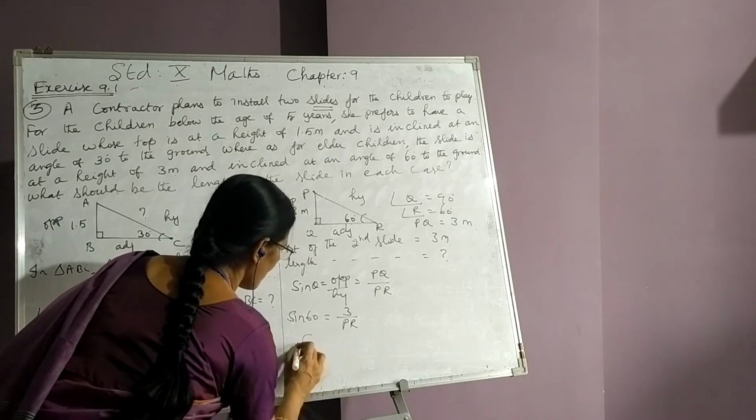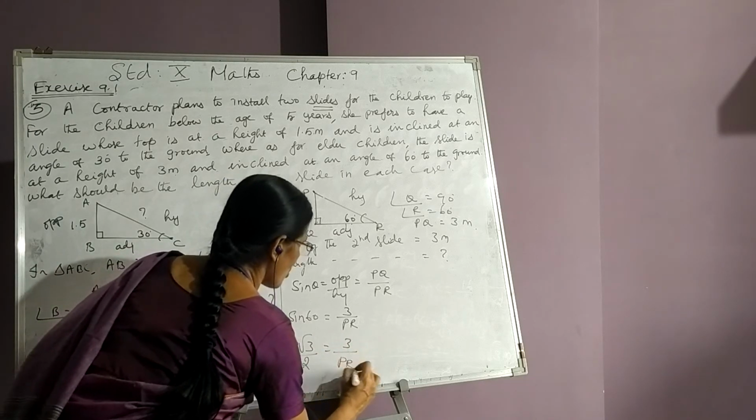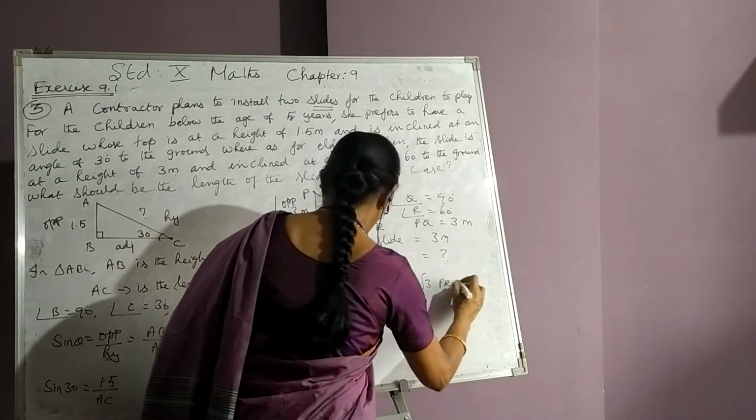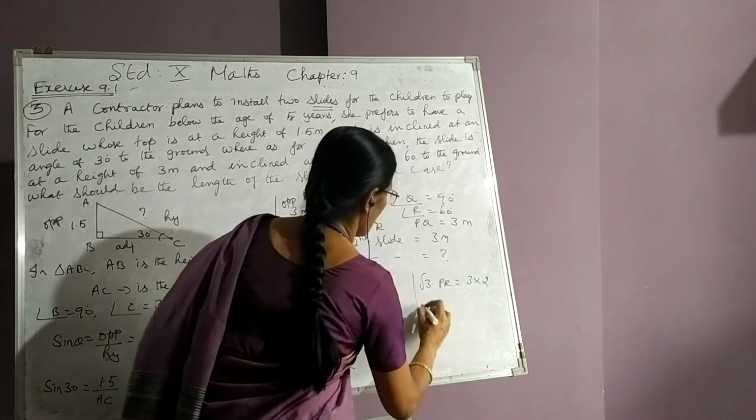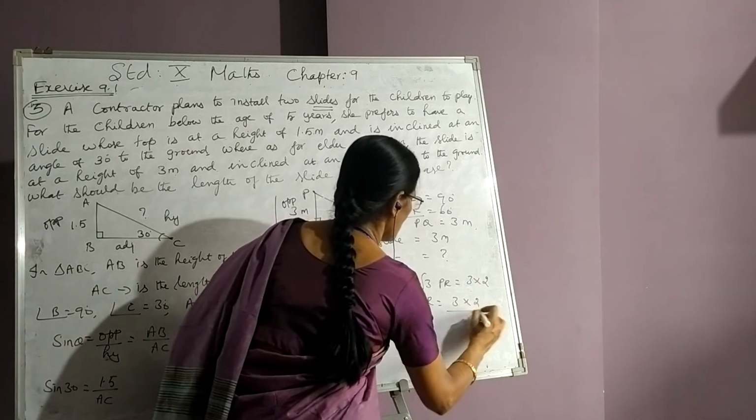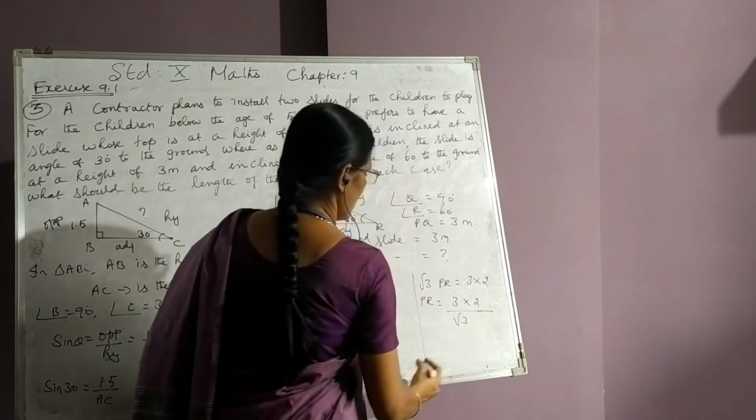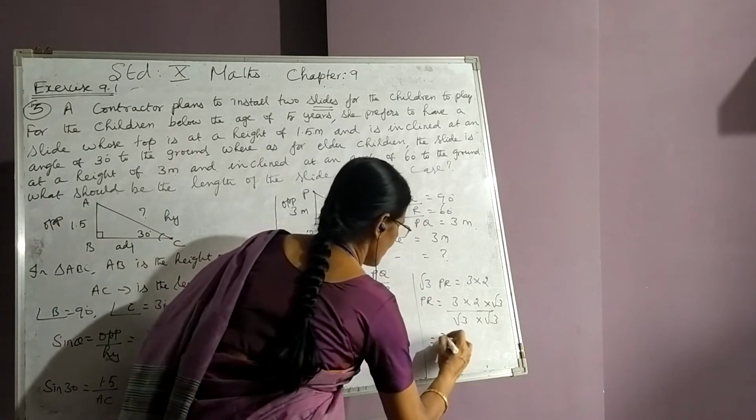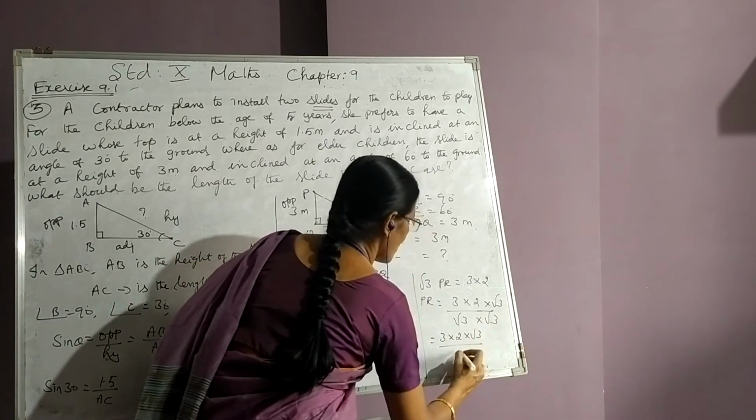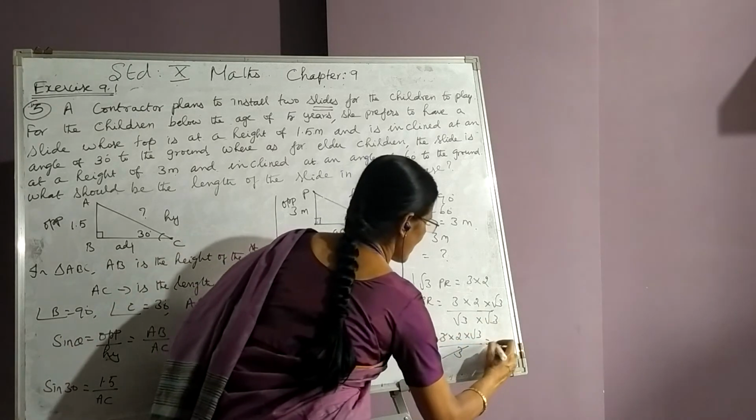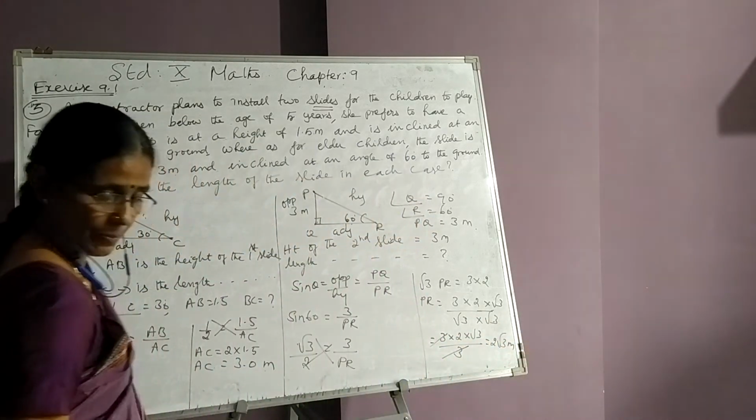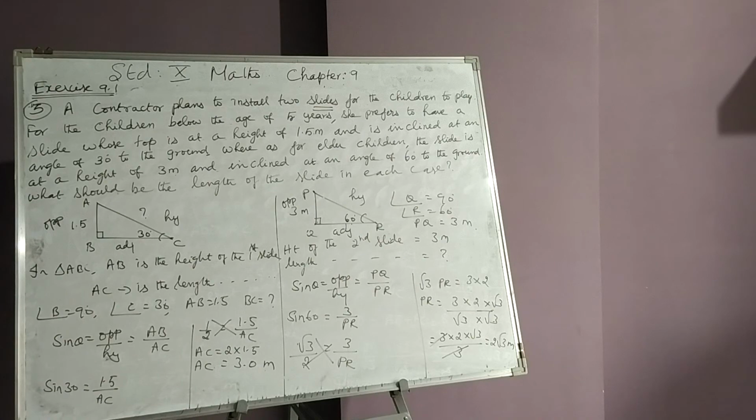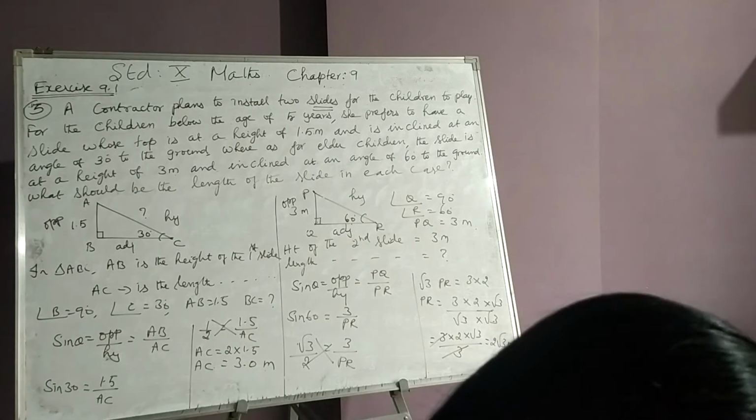Sin 60 value from the table, it is root 3 upon 2, which is 3 upon PR. Cross multiplying, we get root 3 PR is equal to 3 into 2. So PR is 3 into 2 upon root 3. So considering rationalization, we multiply with root 3. It is 3 into 2 into root 3 upon 3. Root 3 into root 3 is 3, which gets cancelled. We get 2 root 3 meters. Therefore, length of the second slide is 2 root 3 meters and length of the first slide is 3 meters.